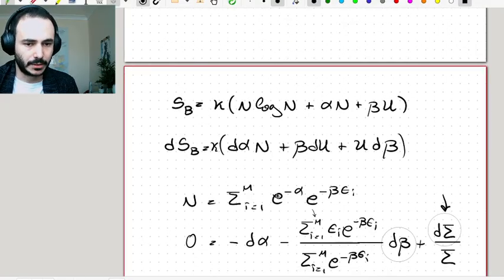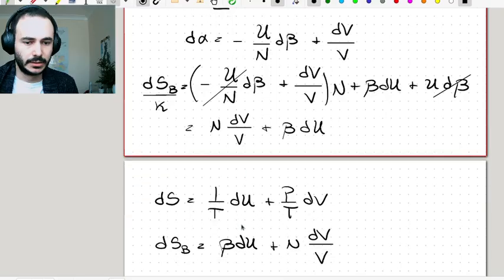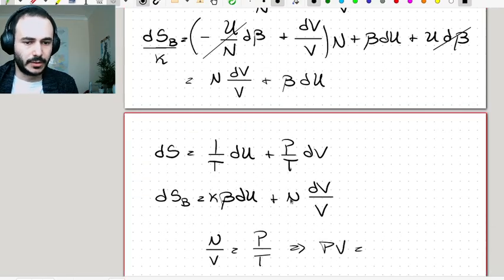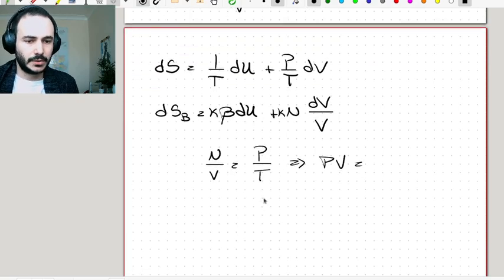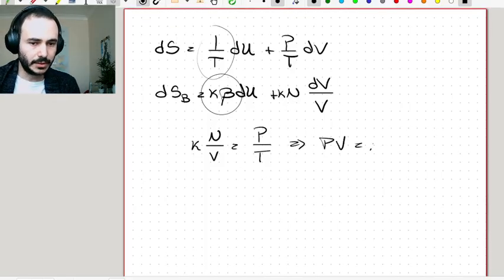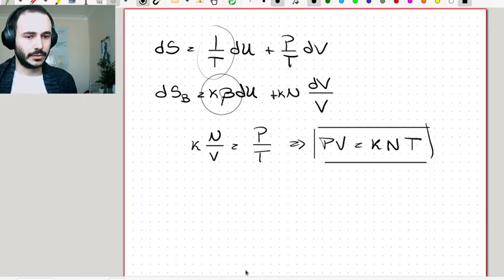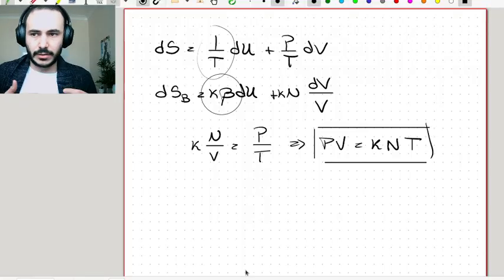So this Boltzmann constant, let's say it's dividing here, so when I write the thing, I have the Boltzmann constant here and also there. So I repeat, k n divided by v has to be equal to p over t, in the same way that we've said before that k beta has to be equal to 1 over t. So pv is k n t, and this is the equation of state of the ideal gas. So we recovered also the equation of state of the ideal gas. Everything is being very consistent.